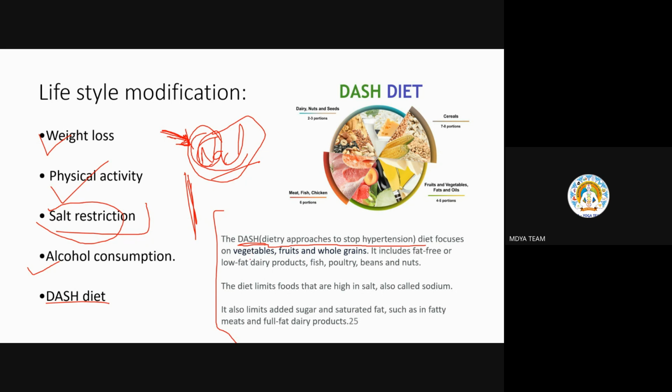DASH focuses on vegetables, fruits, and whole grains. It includes fat-free or low fat dairy products, fish, poultry, etc. And the diet limits foods that are high in salt. Limits means, I told you, that it will ask us not to take salt and sodium, because sodium is hydrophilic. It limits added sugar and saturated fats such as fatty meats, etc. All this should not be taken.